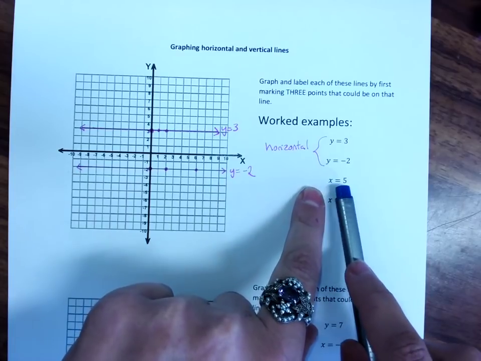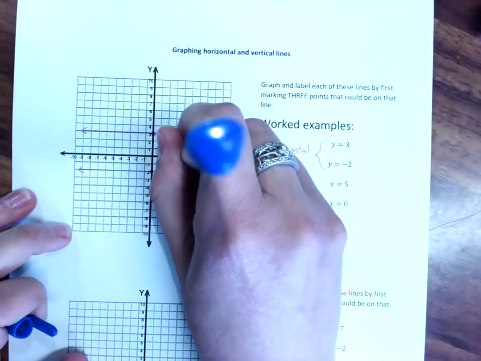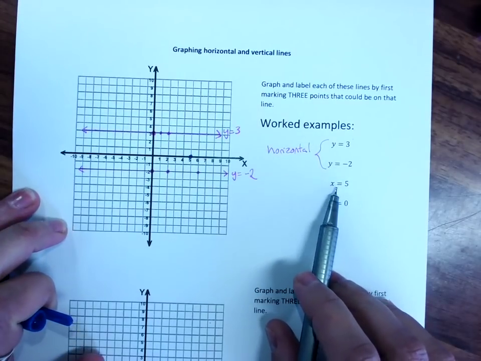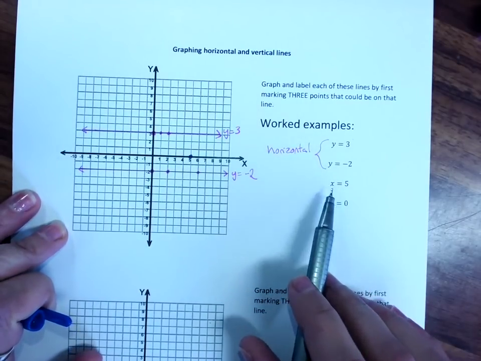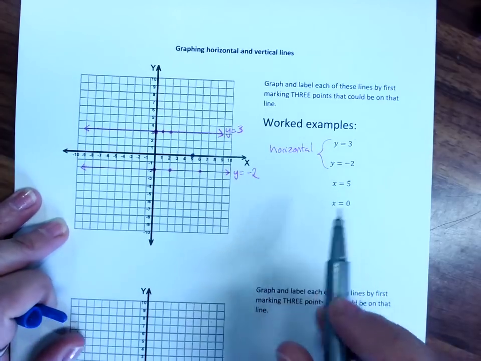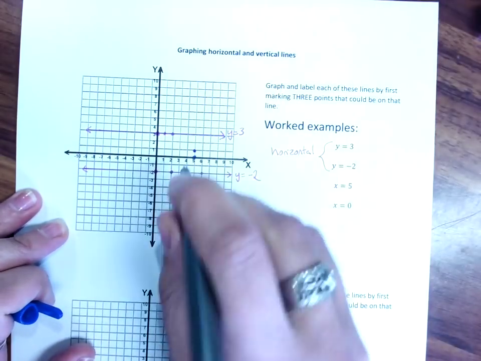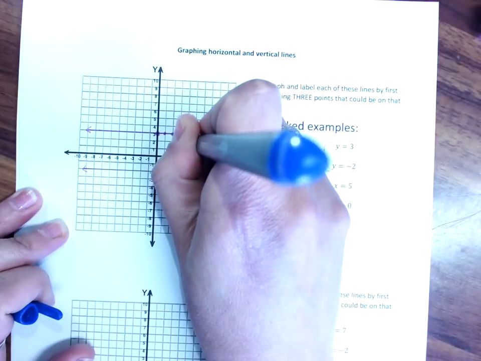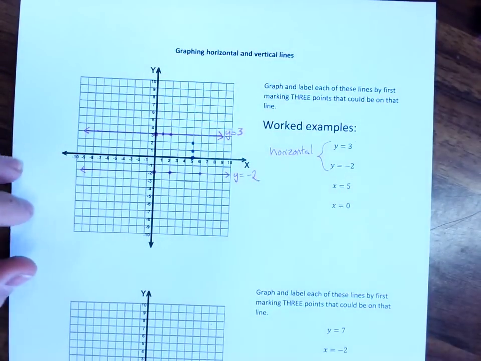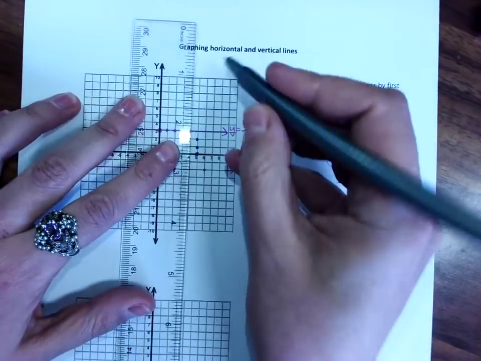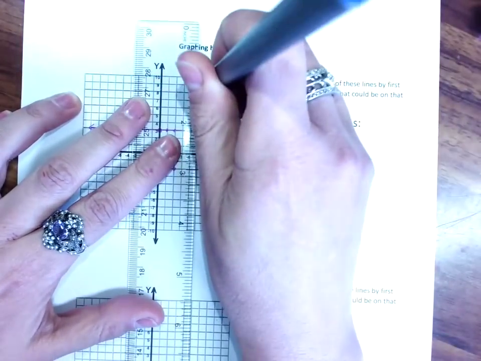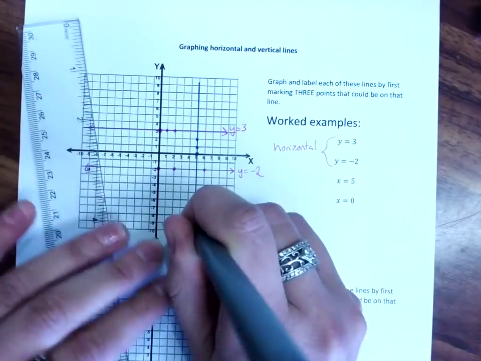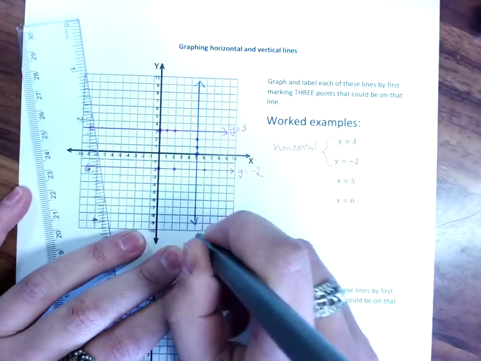We'll go to X equals 5. There. Now what this is saying is it doesn't matter what Y is, X has to be 5. So X could be 5 and Y is 1. X could be 5 and Y is 2. X is always 5. That's the only thing that matters for this line. And see how it makes a vertical line.